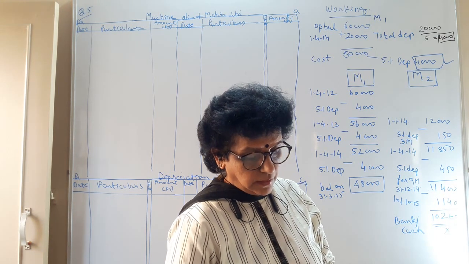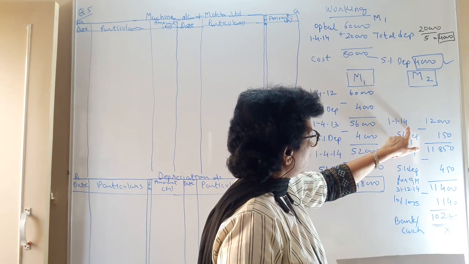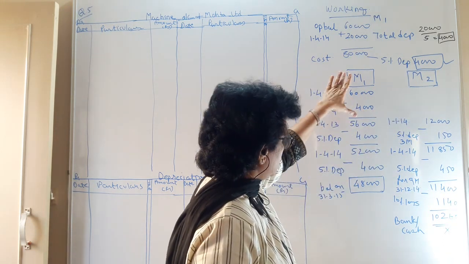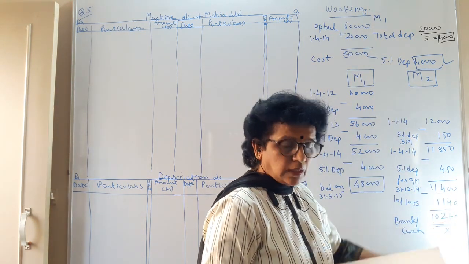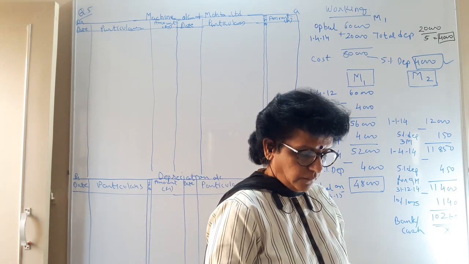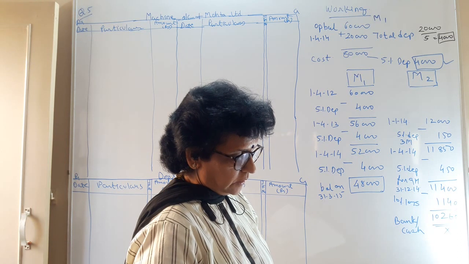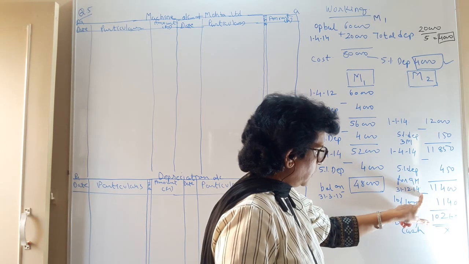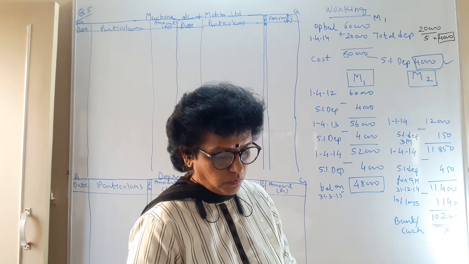On 1/1/14, a second machine was purchased for rupees 12,000. We have two machines, machine 1 and machine 2. Machine 1 history we are doing the calculation here, and machine 2 we are going to do the calculation here. So the second machine you have purchased at 12,000. The second machine was not found suitable and sold at 10% loss on the book value on 31/12/14. Whatever conditions are given, we are supposed to follow.